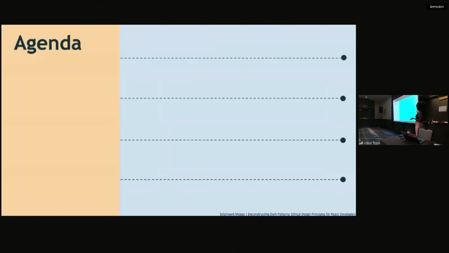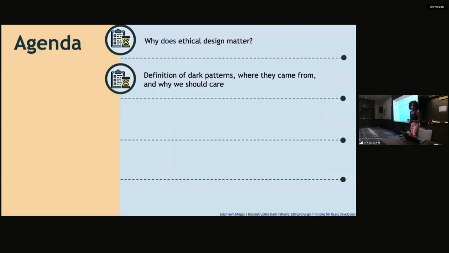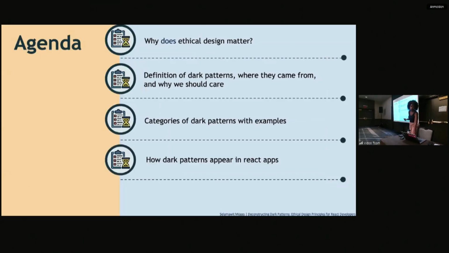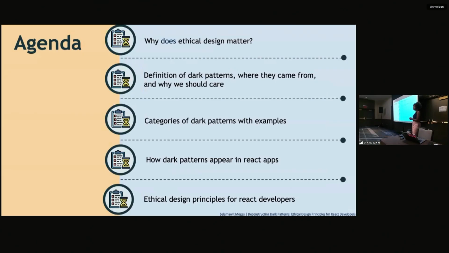So to begin, I'd like to give 5 bullets about what we'll be talking about today in general, just to give a lay of the land. So first, why does ethical design matter? The definition of dark patterns, where they come from, and why we should care. Third, we'll be going through categories of dark patterns with examples. Next, we'll look at how dark patterns appear in React apps. And lastly, ethical design principles for us, React developers.